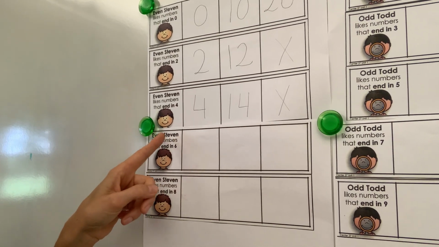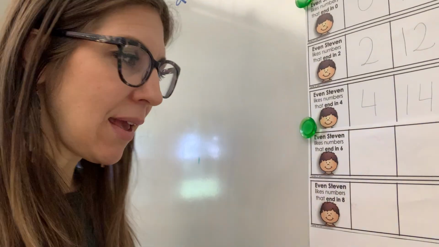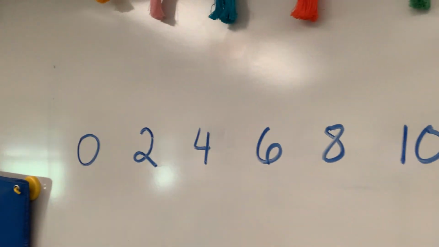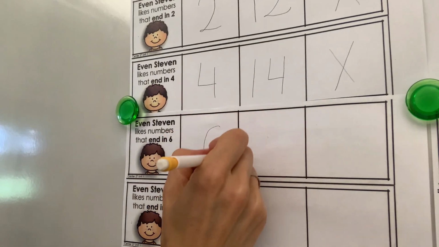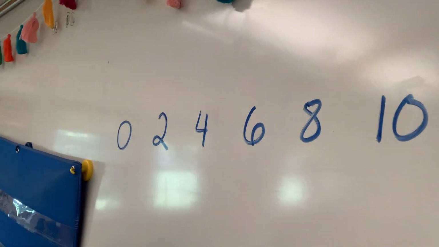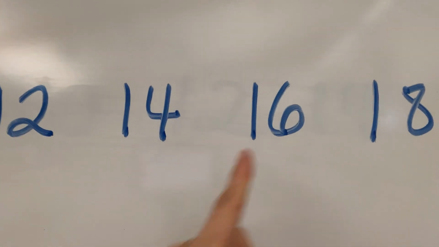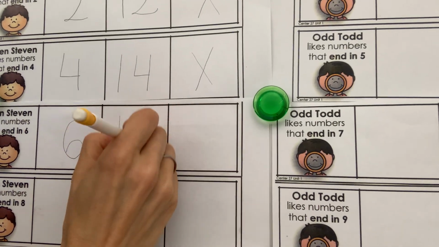Okay, very good. So now let's look over here. Even Steven likes numbers that end in 6. All right, very good. So let's look. 0, 2, 4, oh, 6, right? So we're going to write 6. Very good, 6. And then the next one is 14, 16. You're correct. That one finishes with a 6. So we're going to put 16 over here. And then is there another one?